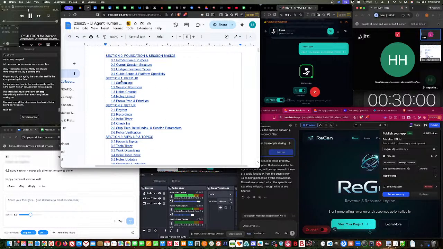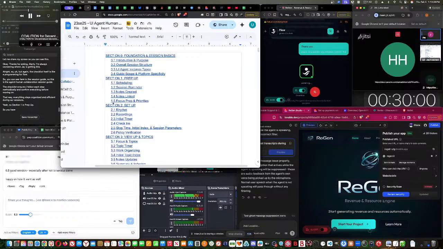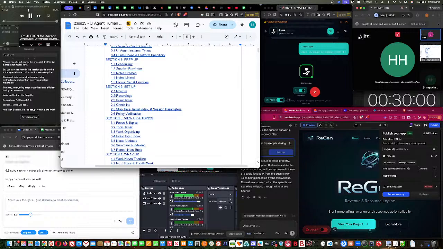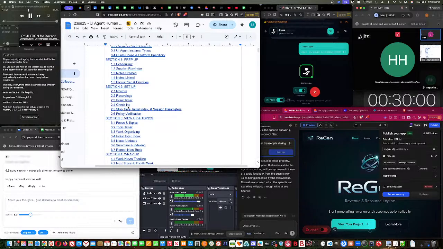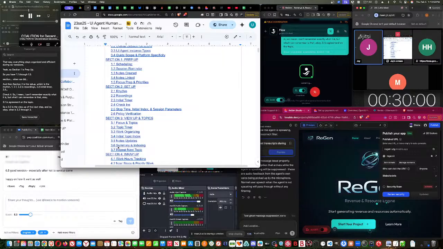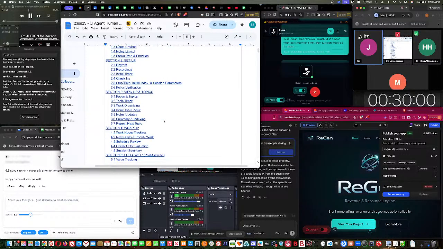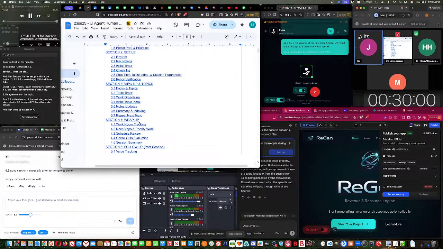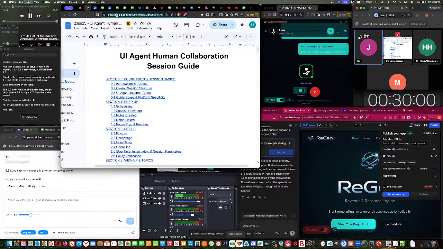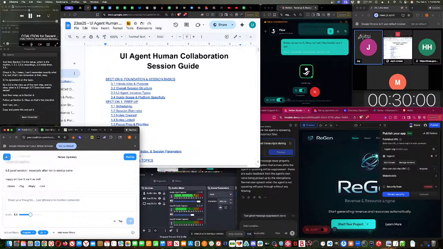Section 1 is prep, 1.1 through 1.5. Section 2 is the setup, which is the rhythm: 2.1, 2.2 is recordings, 2.3 initial timer, 2.4 check-in. I can't remember exactly, but 3.1 is agreement on the topic, and 3.2 is the review of the next step. Does that make sense? Then wrap up is section 4, follow up is section 5. That's the checklist, and I can copy and paste this into our notes.